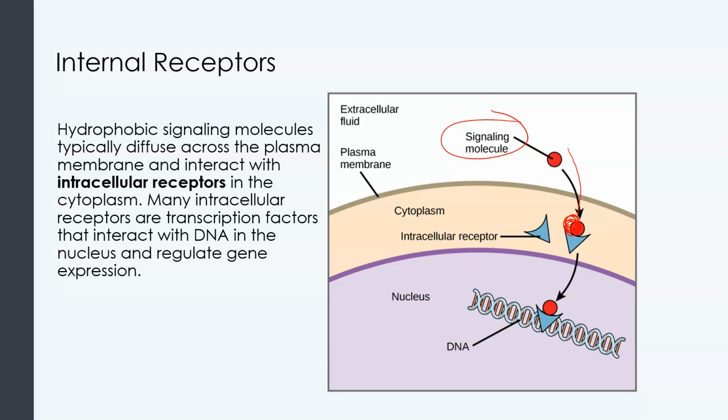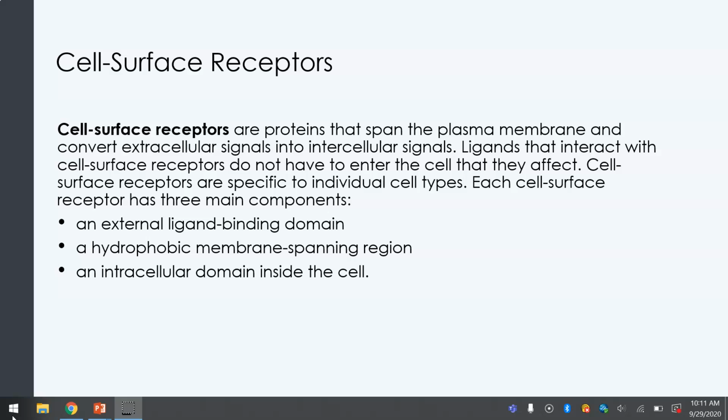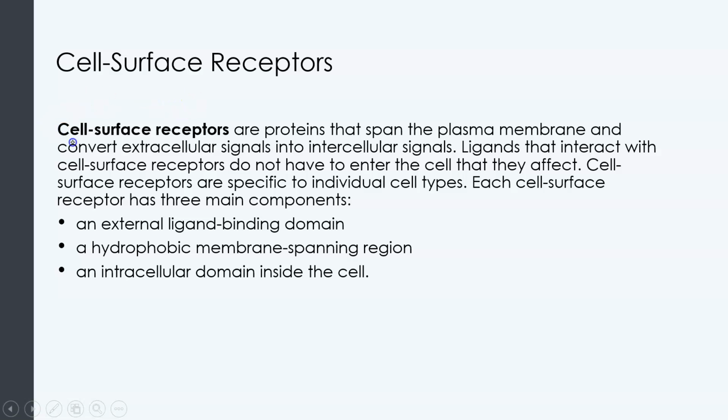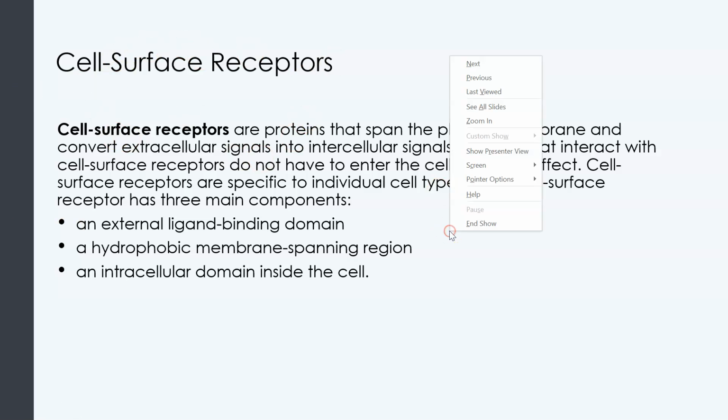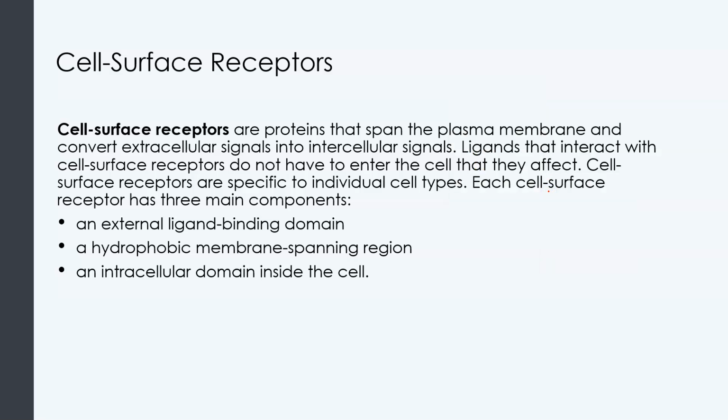So many intracellular receptors are transcription factors that interact with DNA and regulate gene expression. Cell surface receptors are just like it sounds. They are located on the surface of a cell, and they are involved in intercellular communication. So a ligand would bind to this cell surface receptor, and a cell surface receptor is always a protein that spans the entire plasma membrane.